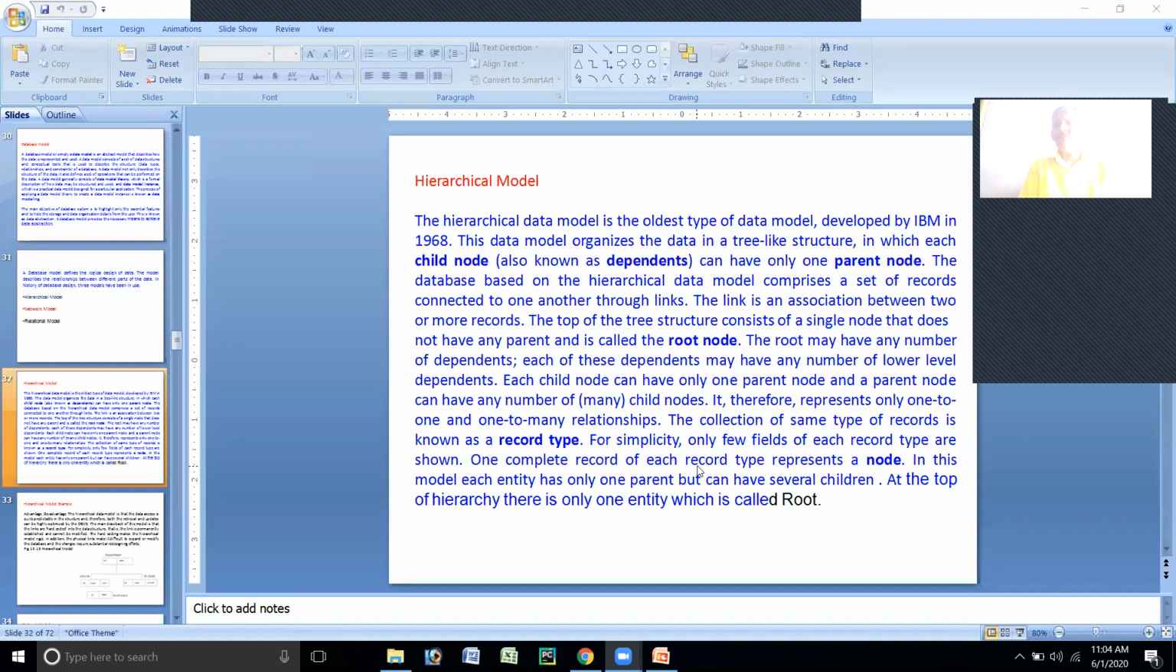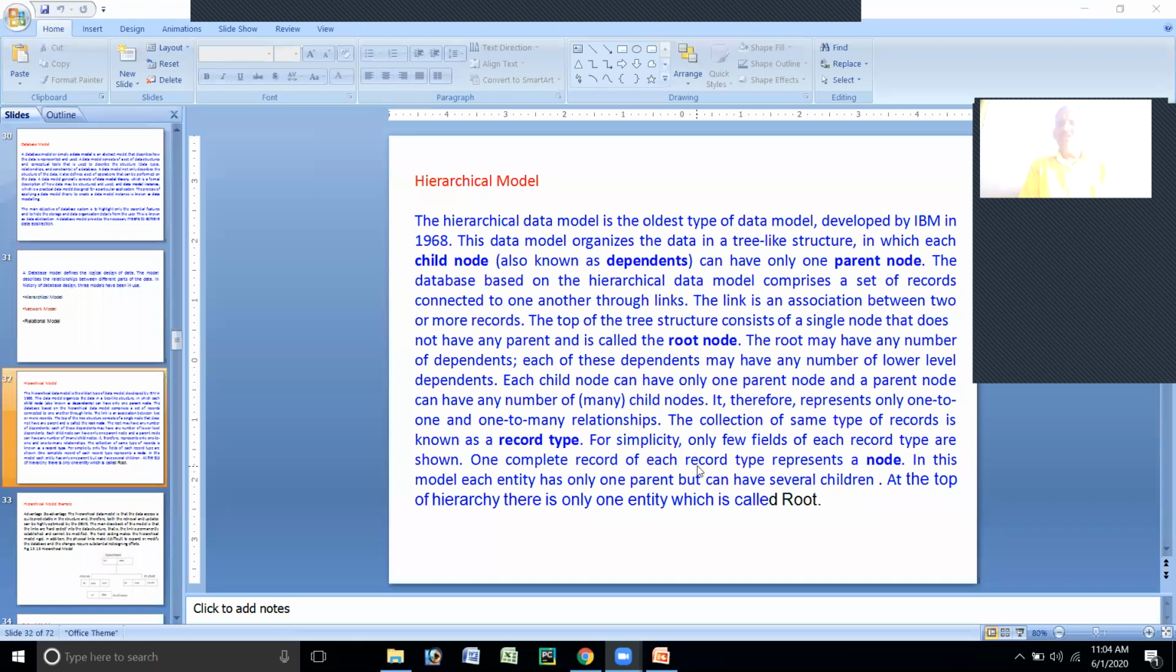When you come across the word tree, you should know some of the terms related to that. First thing we should know is root node, parent node, child node, even leaf nodes. These are the common terms related to tree. The third point describes that it organizes the data in a tree-like structure. When you come across the word tree, you should remember all these related terms.